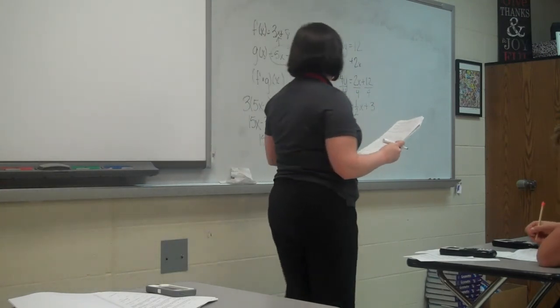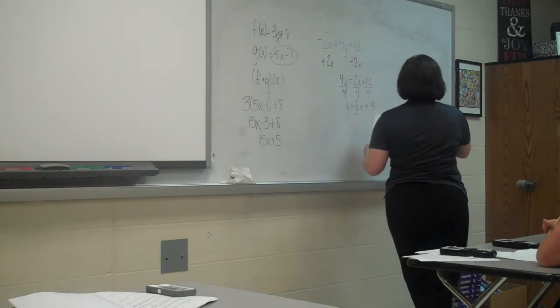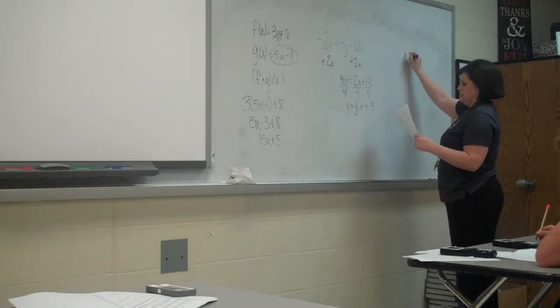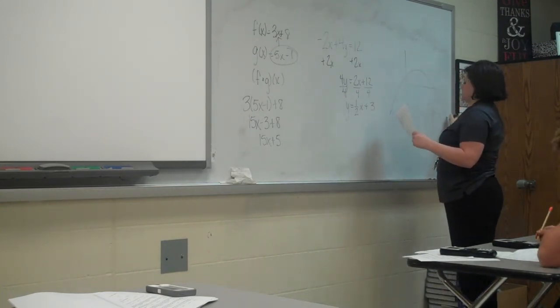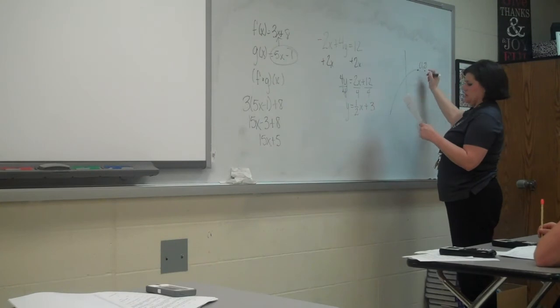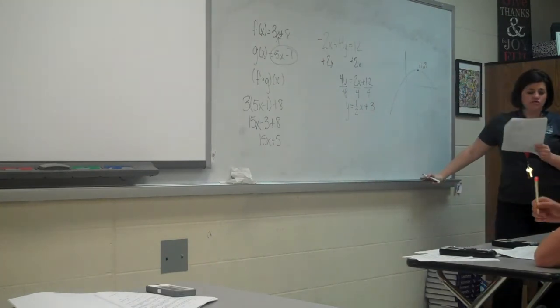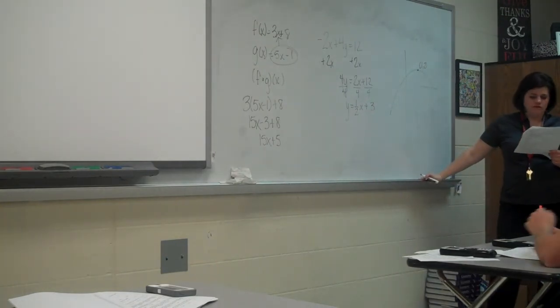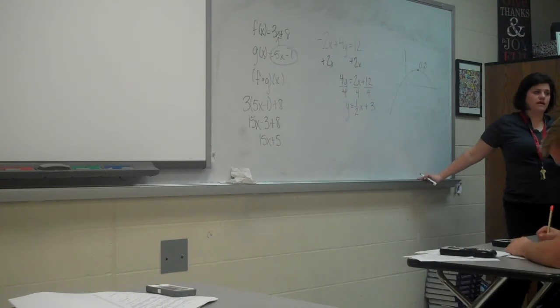So that's C. All right, the next one, you've got this graph that's looking like this. And they tell you this point right here, it's 1, 2. And they want you to find the vertex. So the vertex is 1, 2, so that's your only answer, C.